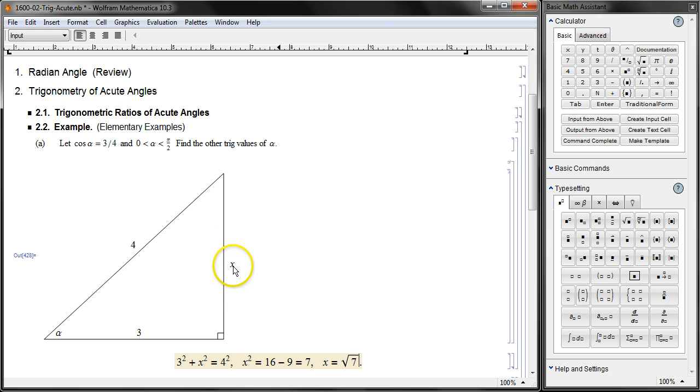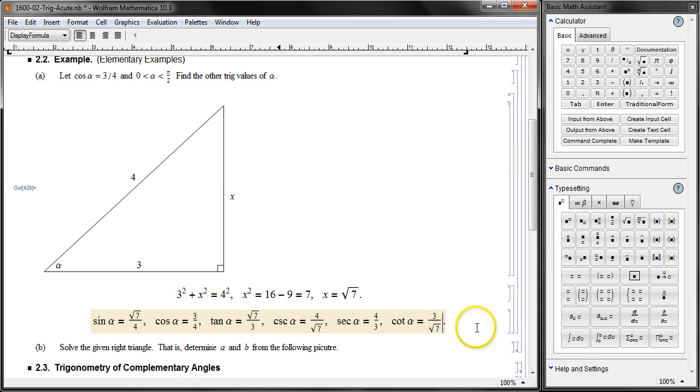Now you can replace this x by square root of 7. Once you do that, you have opposite, square root of 7, adjacent, that's 3, and hypotenuse, that's 4. As a result, we get all the trig values that we are interested in. Sine is opposite over hypotenuse, so square root of 7 over 4. Cosine is given. Tangent is opposite over adjacent, square root of 7 over 3. And then how about the other values? Just flip the numerator and denominator. They are all reciprocals.